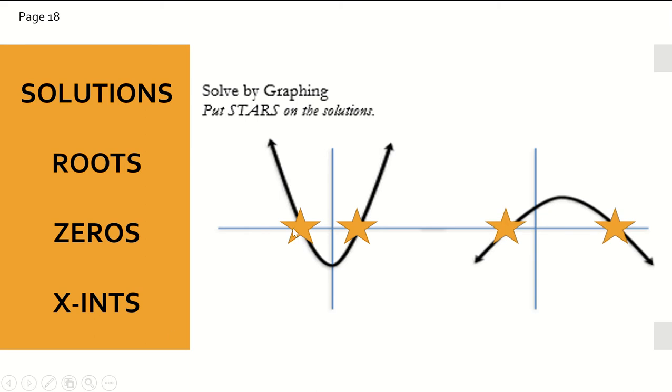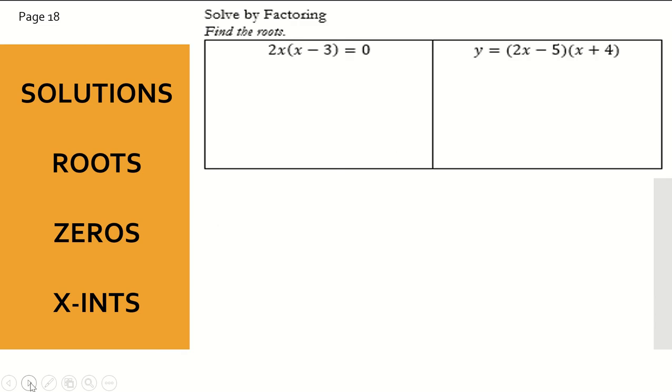So the first parabola has two solutions because it crosses the x-axis in two locations, and the same thing for the second parabola. It crosses the x-axis in two places, so there are two solutions. Remember the other words they could use in place of solutions: roots, zeros, and x-intercepts. All four of these mean the same thing.